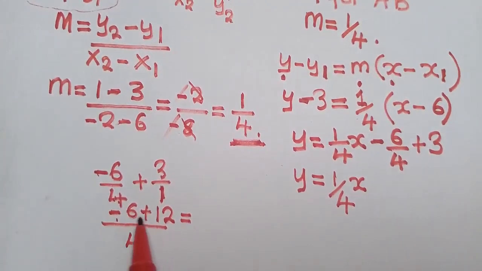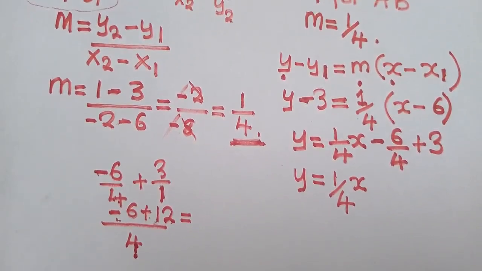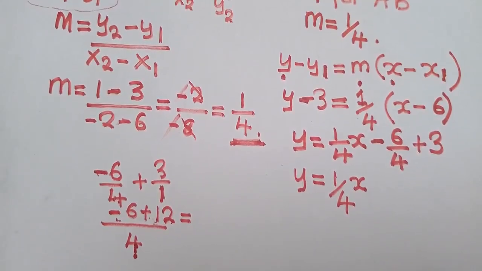Negative 6 plus 12. I told you that different signs you subtract. I remember previously I said that same signs you add, then maintain the sign. Here now you've got different signs. Different signs you subtract, then maintain the sign of the bigger number.